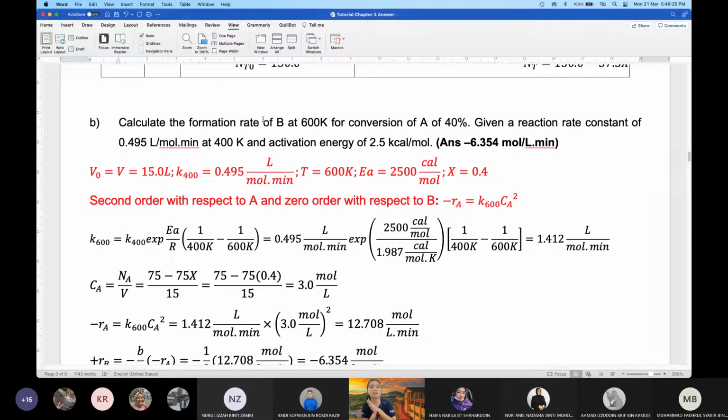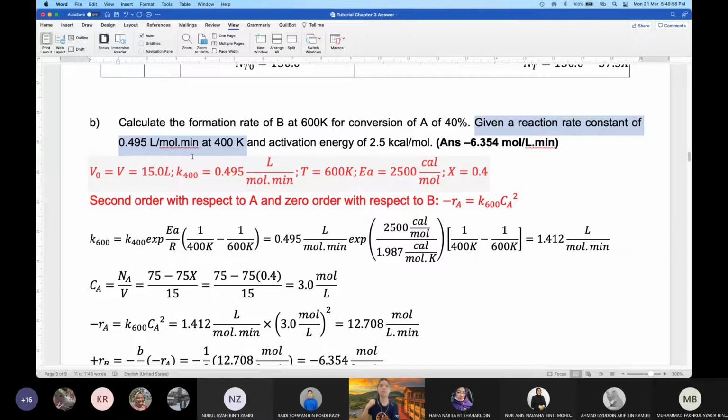So they want us to find positive RB at a conversion of 40%, meaning our X is 0.4. Find positive RB if X is 0.4. Then it says, given reaction rate constant 0.495 at 400 Kelvin. Okay, so that's our K value, but they say this K value of 0.495 is at 400 Kelvin. You must remember that.